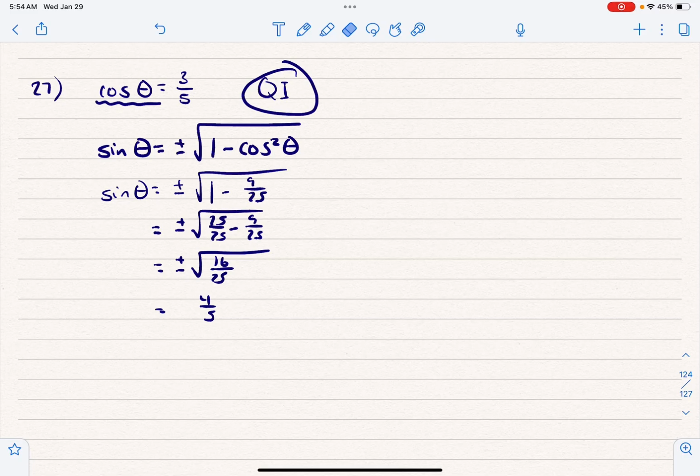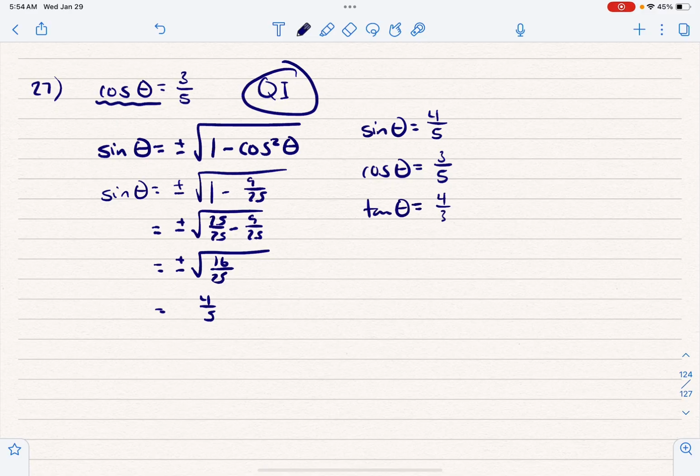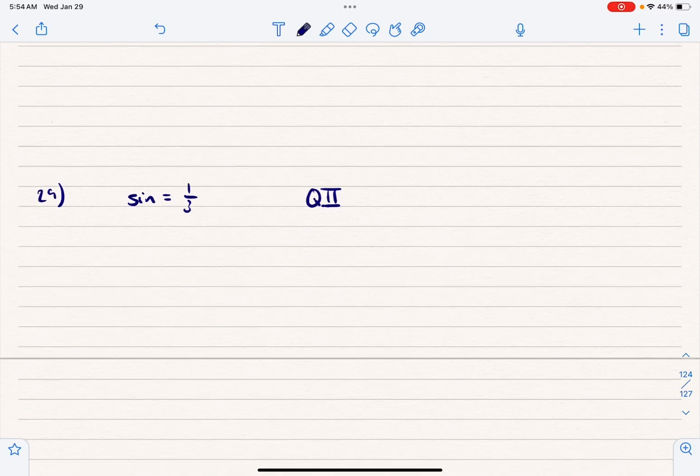And you could just work your way down the list. You know that sine theta is 4/5. You know that cosine theta is 3/5. Tangent theta is sine theta over cosine theta, so it's just 4/3. Cotangent theta, we flip this, we get 3/4. Secant theta, we flip that, we get 5/3. And cosecant theta is going to be 5/4. And it's that easy. So hopefully these were pretty easy for you to do and you're able to move right along. Okay, the next one.